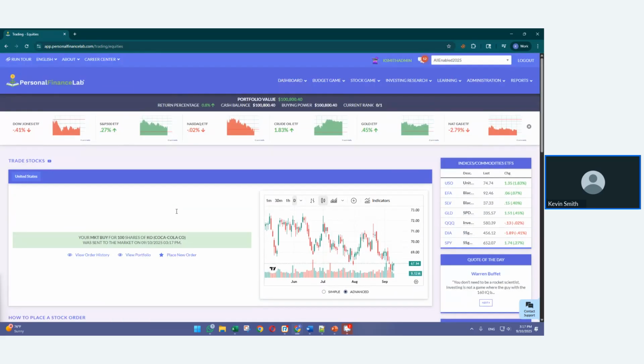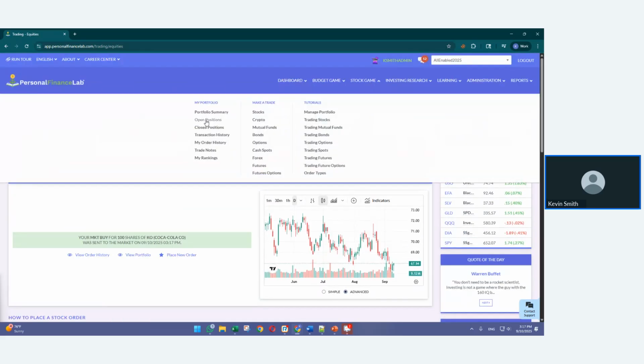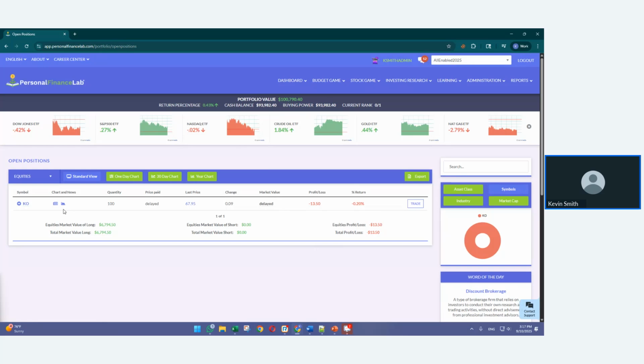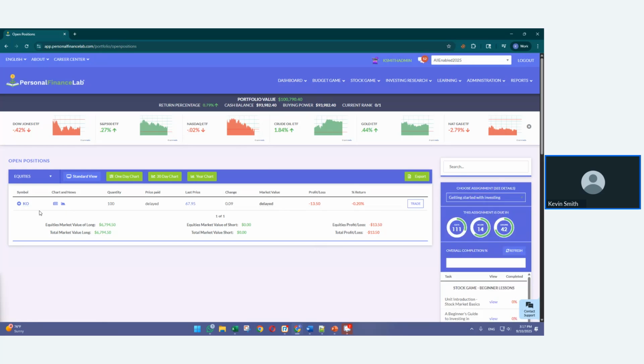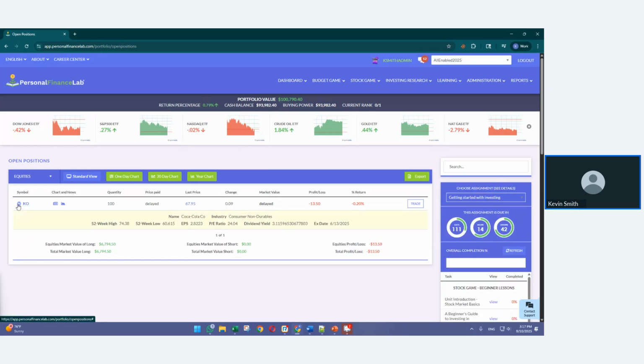Once I've placed an order in the stock game menu here, I can see that in my portfolio. Your portfolio can be viewed like this. This is what we call the list view or a standard view, and this has a lot of details. So I've got the symbol, I hover over, I'll get my company name. I have buttons to go look at the charts and news from that quotes tool of this stock, quantity I bought, price paid.